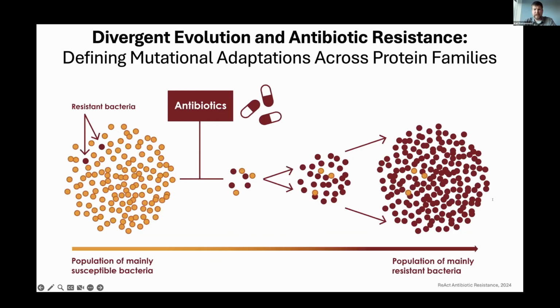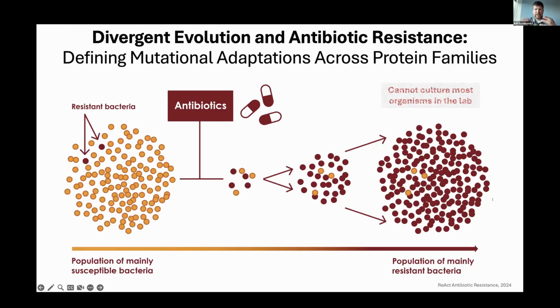For today's talk, I'm going to be focusing on how we use dropsynth to explore how divergent evolution can shape antibiotic resistance across an entire protein family. Our goal was to define which mutational adaptations enable resistance and how those changes can vary across related enzymes. As a quick recap, we know that antibiotic resistance often arises when a few resistant variants survive maybe a broad spectrum treatment and then expand once the susceptible populations are eliminated.